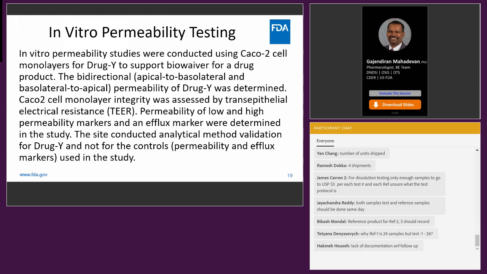In vitro permeability studies were conducted using Caco-2 cell monolayers for drug Y to support a biowaiver for a drug product. The bidirectional apical to basolateral and basolateral to apical permeability of drug Y was determined. Caco-2 cell monolayer integrity was assessed by transepithelial electrical resistance. The permeability of low and high permeability markers and the efflux marker were determined in the study. The site conducted analytical method validation for drug Y and not for the controls used in the study.